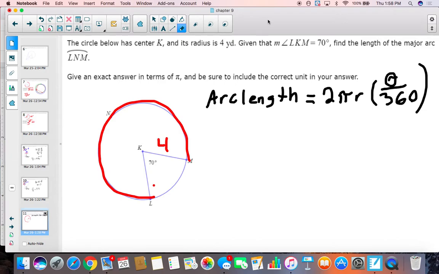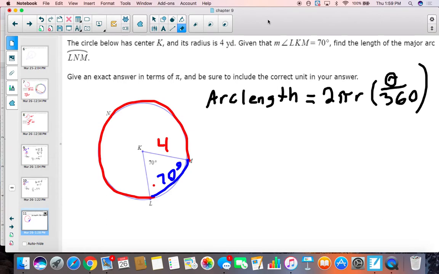All right. Good. Moving on. We know our central angle is 70, so that means the minor arc from L to M is going to be 70 degrees. And we said that all the degrees in a circle add up to 360. So let's figure out what our major arc is and how we are going to do that.